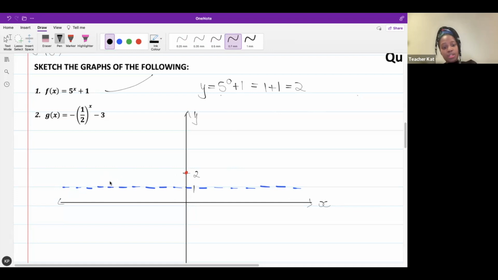Okay, so this is an increasing graph. So I start very close to my axis and then I go upwards. And this is the graph f of x.